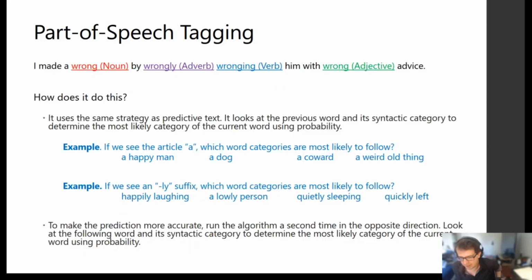Here's an example. Here's a sentence at the top where I take the word wrong in 4 different forms, and each time the word wrong is a different part of speech. I made a wrong by wrongly wronging him with wrong advice. So wrong as a noun, wrong as an adverb, wronging as a verb, and wrong as an adjective. Taggers are computers in this case. Part of speech tagging is what computers are doing. It can be verified by people, but we'll talk about what computers are doing.